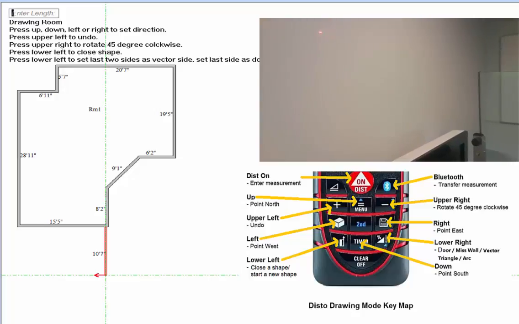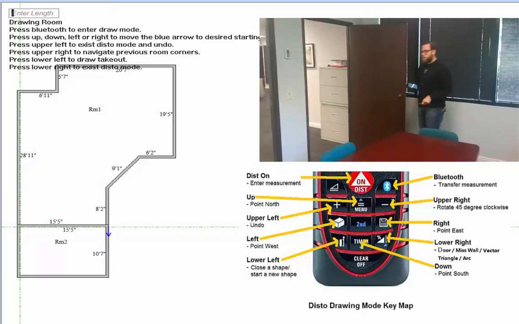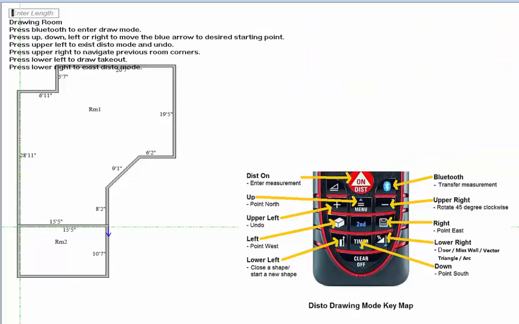To navigate to other corners of previously drawn rooms, either select the upper right key on the Disto or use the cursor on your tablet to establish your start point.